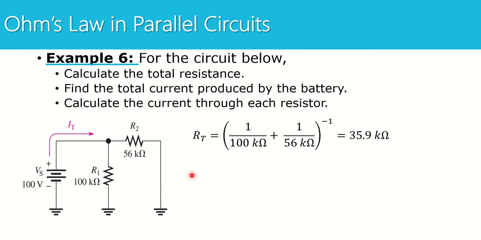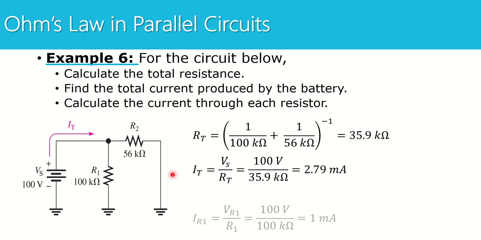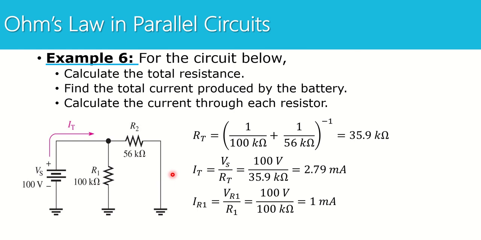They meet together at ground, so I have a parallel circuit with two resistors. So I'm going to start by finding the total resistance of my two resistors in parallel. Then I'm going to use that with Ohm's law to find the total current in the circuit. 100 volts divided by my total resistance gives me my total current. Now I'm going to figure out the current for each resistor.